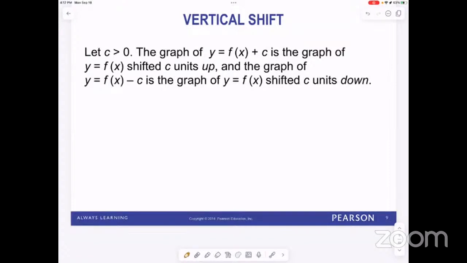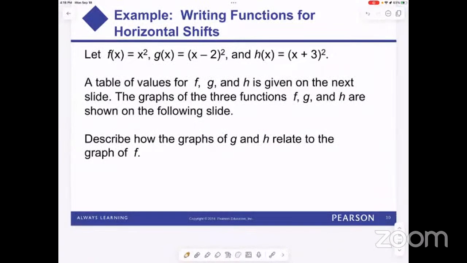Okay, so if we add a positive on the outside of our basic function, it shifts it up that many units. If we subtract a positive on the outside of our basic function, it shifts it down that many units. All right, so we saw what happens when we add or subtract a positive on the outside. It causes a vertical change and it followed our intuition.